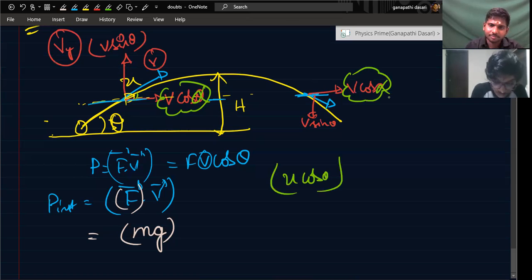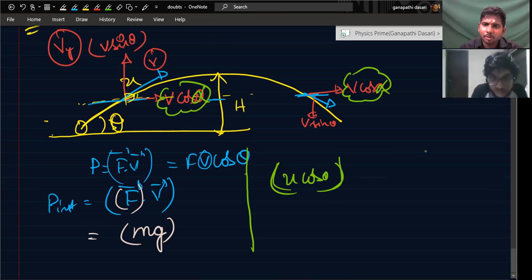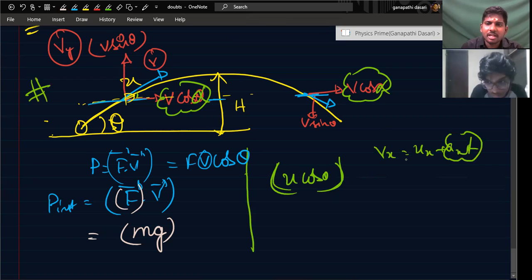You remember or not? Projectile motion, remember, horizontal velocity u cos theta will remain constant throughout the motion. Did you remember that point? Horizontal velocity will remain constant throughout the motion in projectile. Remember, Vx is equal to ux plus ax t. Here ax is 0 in projectile motion, at least for this general situation. Then Vx will become ux only. That ux is nothing but u cos theta.